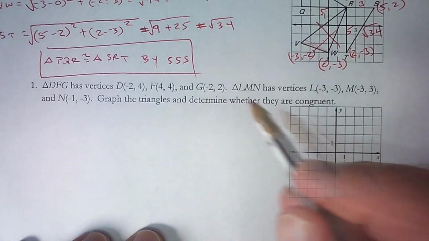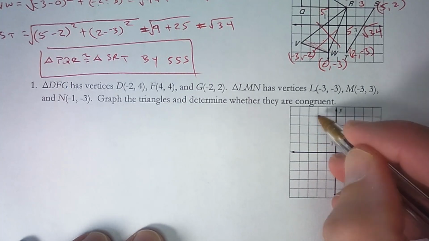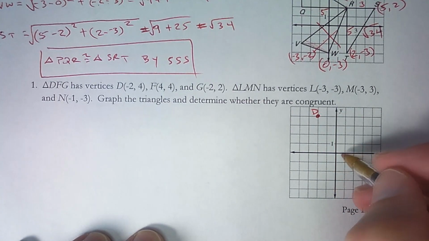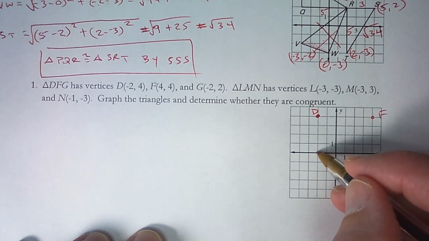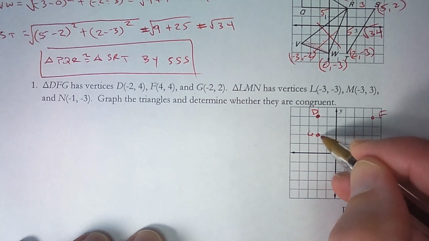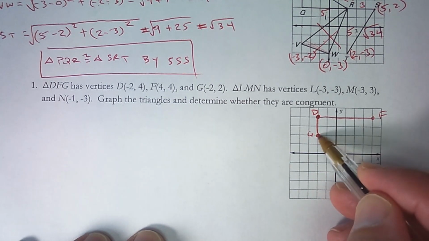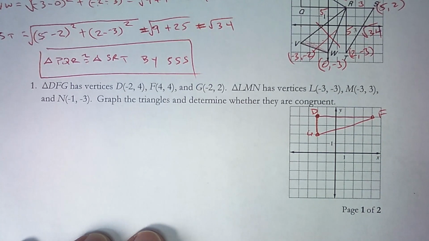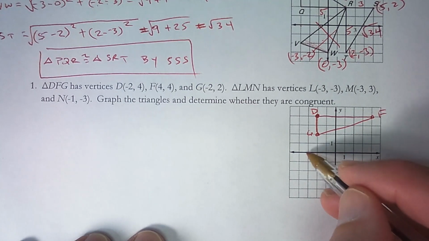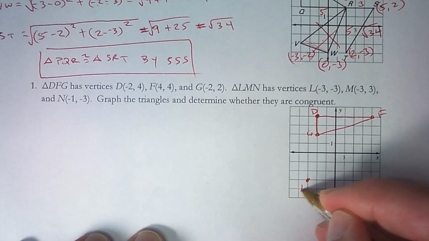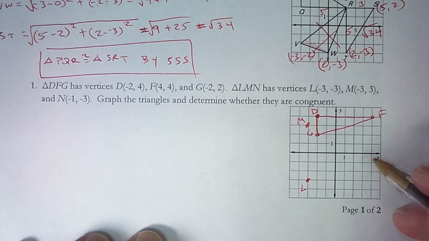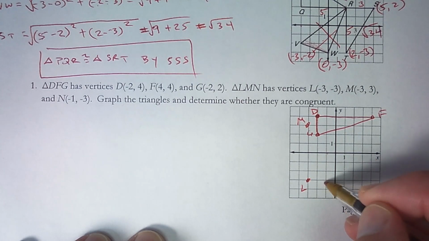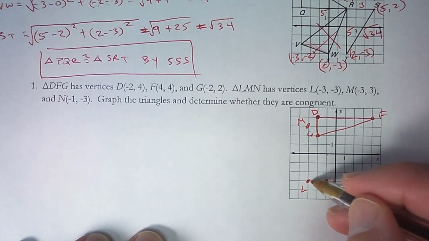Okay, we are going to graph triangles DFG, -2, 4, 4, 4, and -2, 2. So there's triangle DFG. And triangle LMN, -3, -3, -3. That's L. -3, +3 is M. And -1, -3 is N.